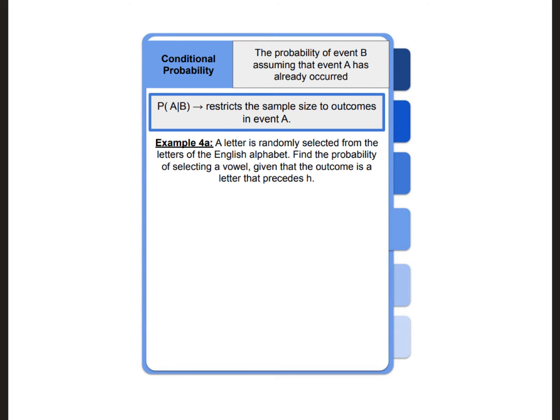We are talking about conditional probability. That's the probability of event B, assuming event A has already occurred. And then you have really just a notation thing. This is the probability of A given B. It restricts the sample size to the outcomes in event A. So without further ado, let's go ahead and get started.